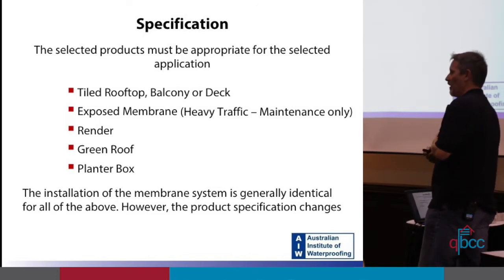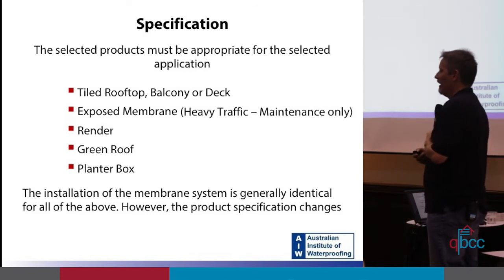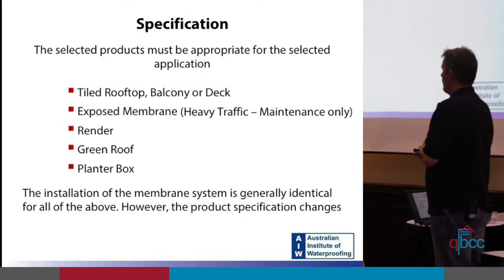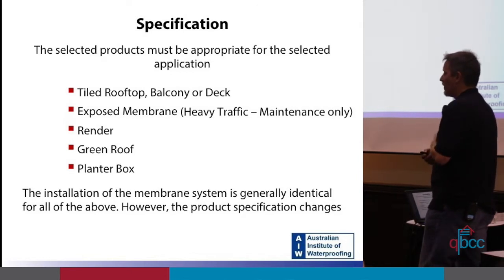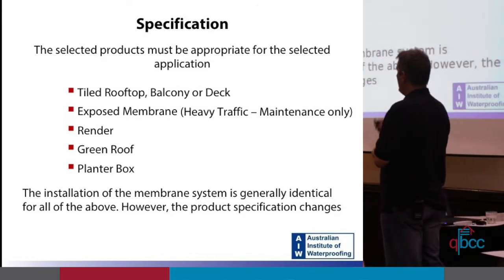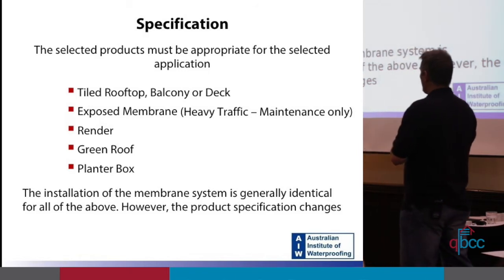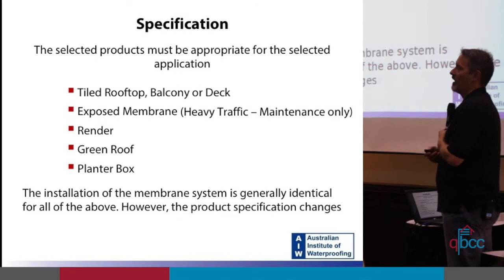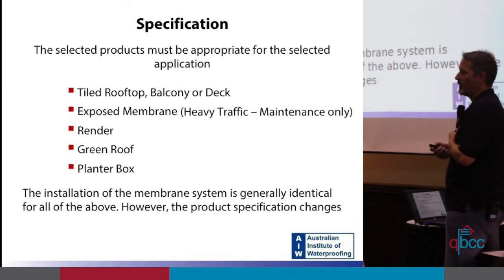If it's render, likely to be a different membrane again. If it's going to be a green roof, I guarantee it's going to be a different membrane. And planter boxes also need different membranes. The installation of the system though is generally going to be the same, or the detailing, but the product specification is going to be different for each and every one of those jobs.